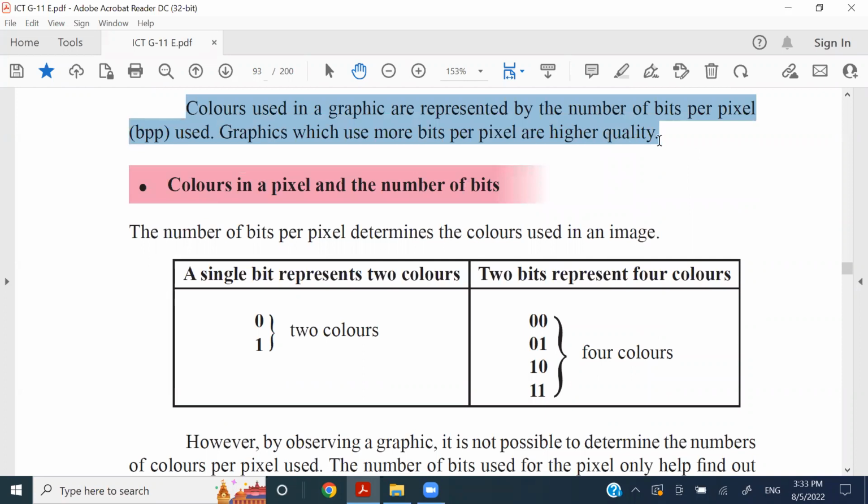Write these two sentences. Colors used in a graphic are represented by the number of bits per pixel used, the BPP. So graphics which use more bits per pixel are higher quality, right? Then we'll write about the equation.